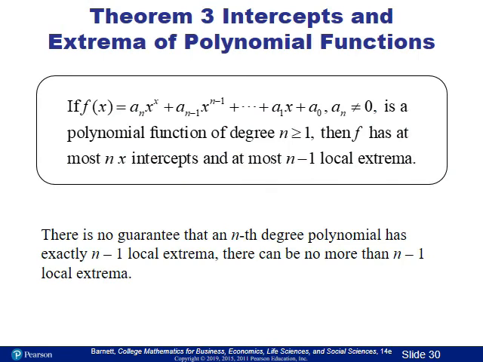Okay, so for polynomials, if this is a polynomial function of degree n, then f has at most n x-intercepts and n minus 1 local extrema, either minima or maxima. We can go through this with an example.